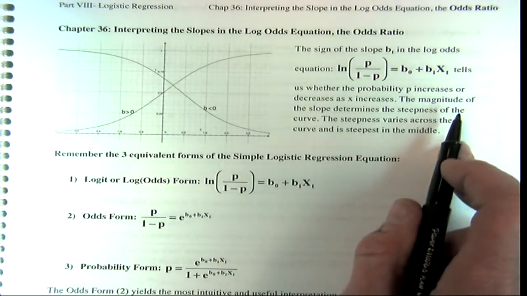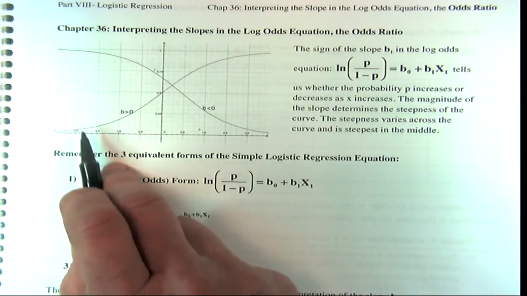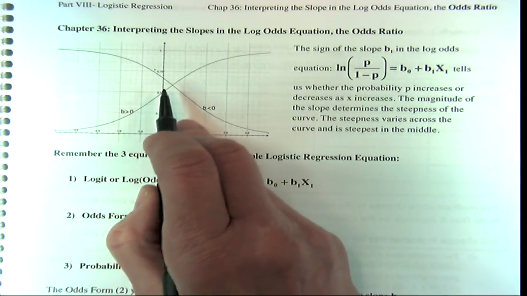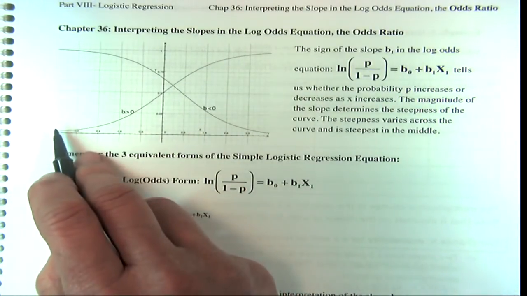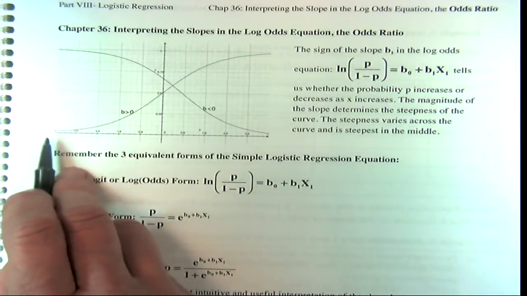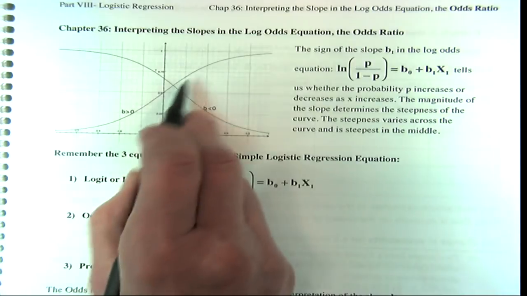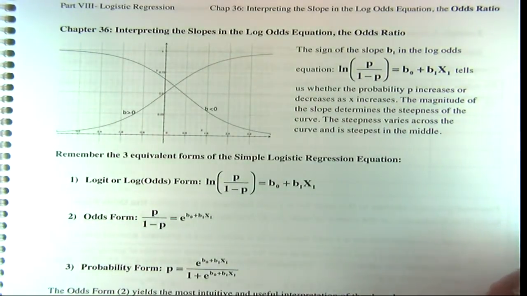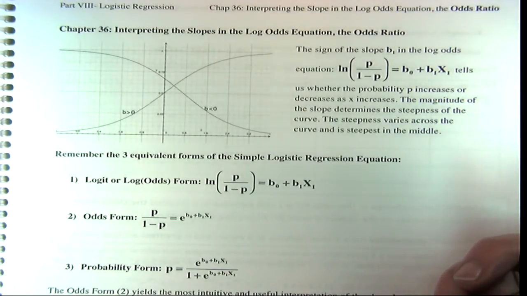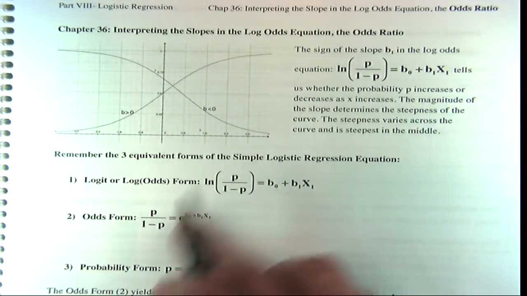And then the magnitude of the slope determines the steepness of the curve. And the thing that you really notice, because it's bounded here and bounded there, is that the steepness varies. So it starts off gradual and increases really sharply, and then it goes gradual again. Okay? And so we have these three forms, right? The three forms are equivalent forms.